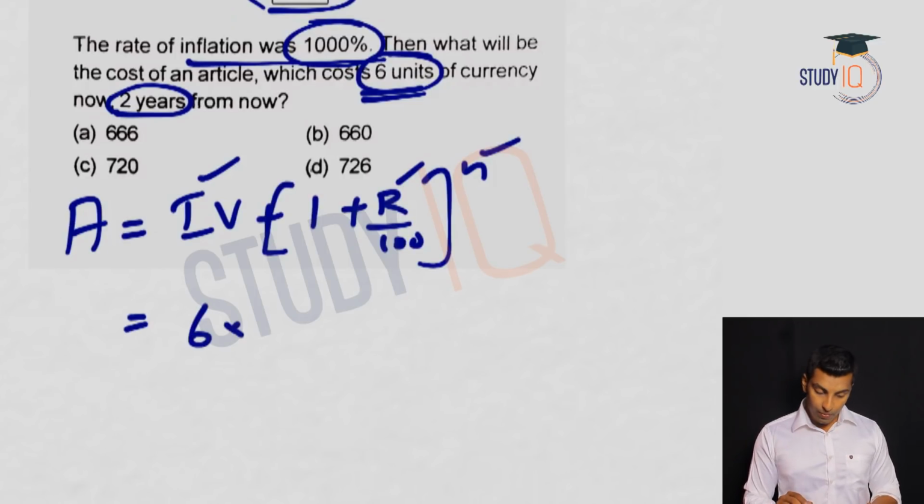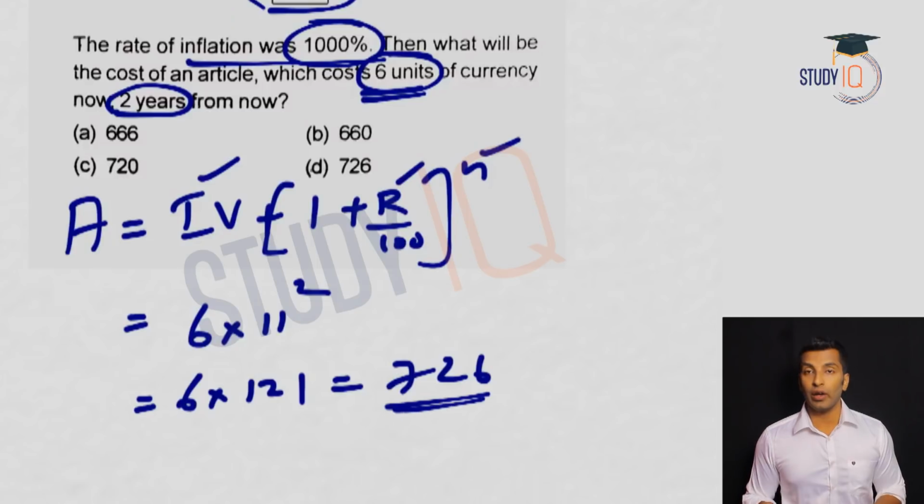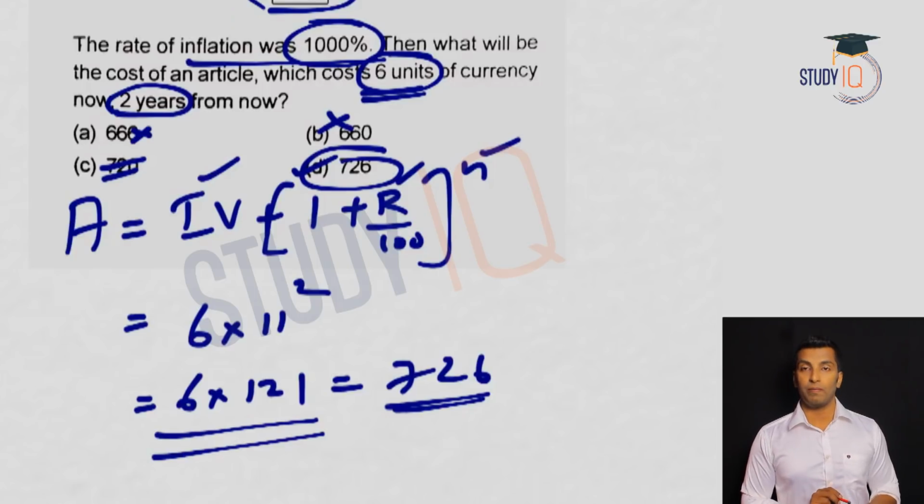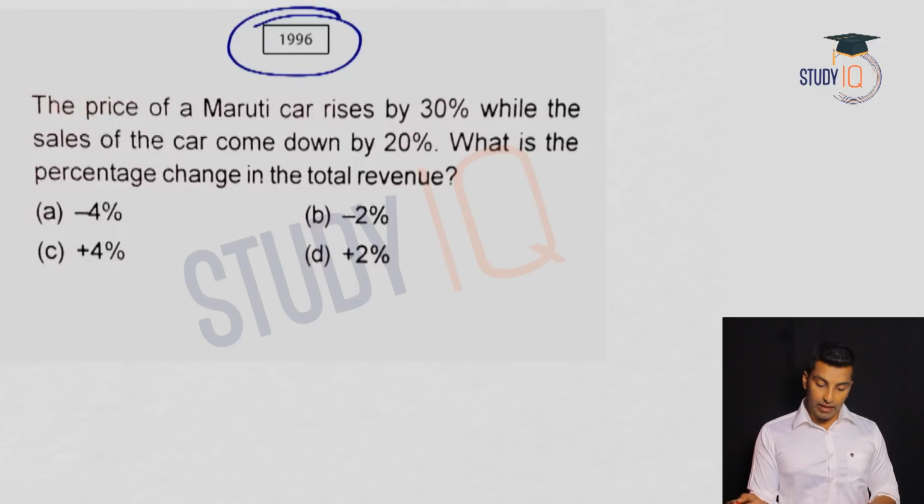So 6 into 1 plus 1000 by 100. 1000 by 100 means 10. So 1 plus 10 means 11. So 11 squared. So 6 into 121, which is equal to 726. Now 120 into 6, we all know is 720. So this can't be the answer because it is 121. So you will mark 726. No way you will have any confusion with this. So you will not face any problem in the calculation. Okay, question 96. Take a minute and solve this question.